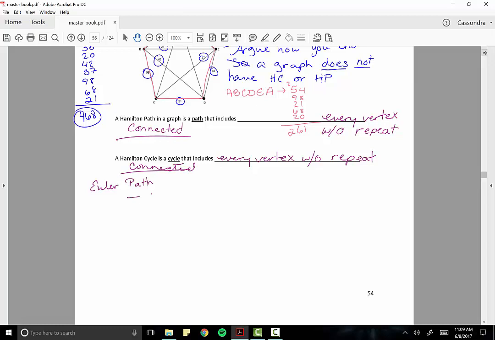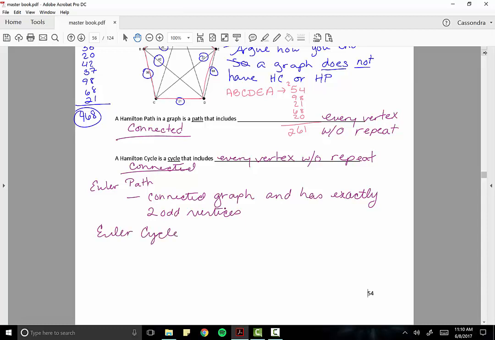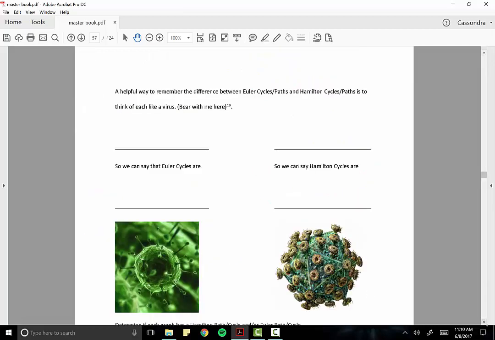A graph has an Euler path if it's connected and has exactly 2 odd vertices. And a graph has an Euler cycle if it's connected and has all even vertices. Remember these because we're gonna do an activity real quick.